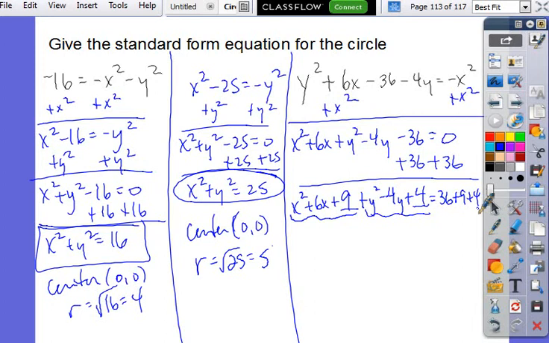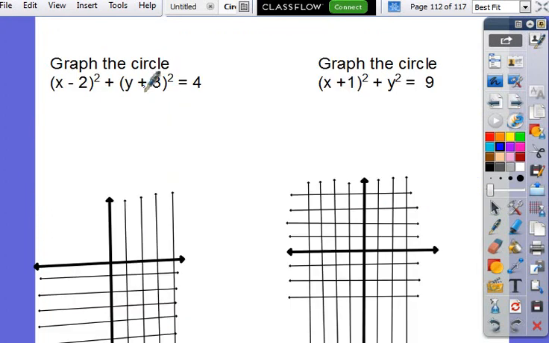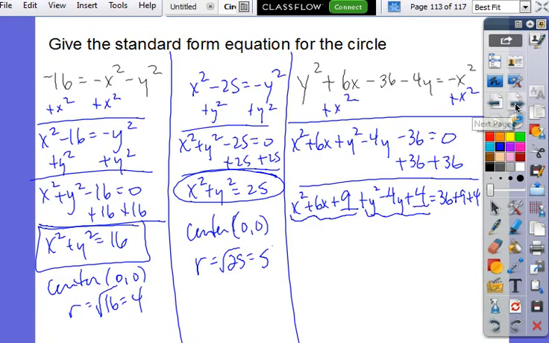Now, the whole reason for doing that 9 and that 4 right there was so that I could break it down and make it look like those. This would be x plus 3 squared. Because what is 3 times 3? 9. What is 3 plus 3? 6. There's my numbers. The second one's going to be y minus 2. Same deal. What is negative 2 times negative 2? 4. What is negative 2 plus negative 2? Negative 4. Add up all the stuff on the right, you get 49. Well, there's my equation.